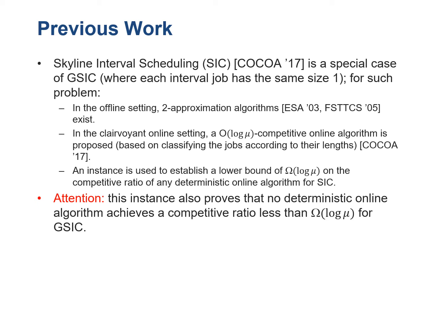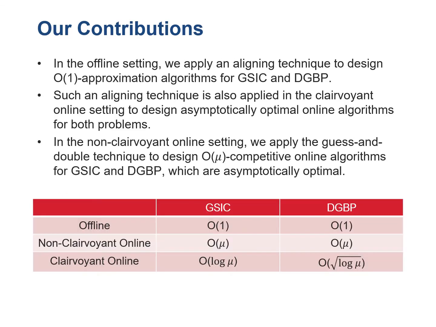Also, a previous work considered the Skyline interval coloring problem, which is a special case of GSIC by assuming that each job has the same size 1. One previous work suggests that no deterministic online algorithm can achieve a competitive ratio less than log mu for our generalized Skyline interval coloring. In this work, we design algorithms with their performance ratio matching the lower bounds, and for each problem in each setting, we propose a nearly optimal algorithm.